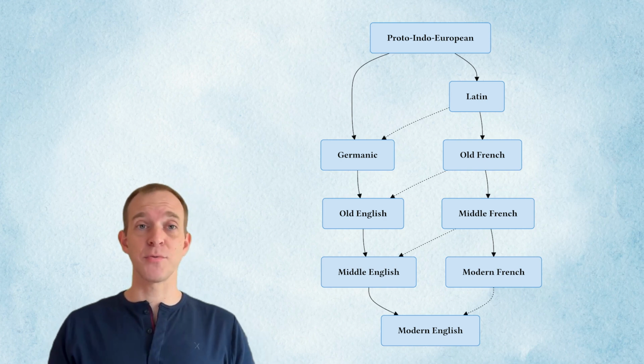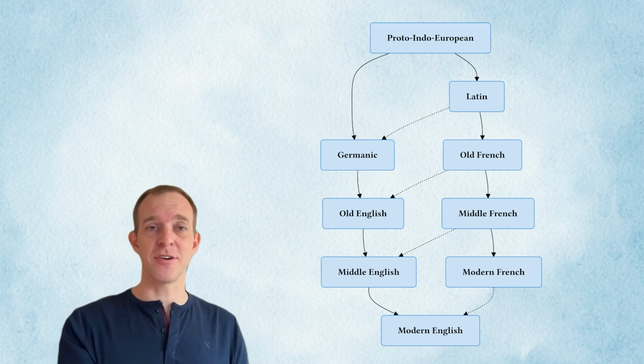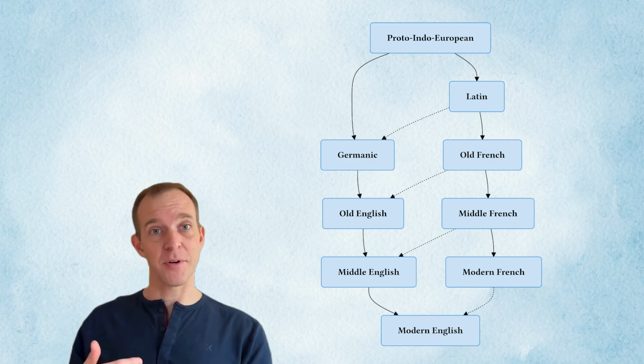And sometimes those words were borrowed very early in the history of Indo-European, and sometimes they were borrowed much more recently. So there were two historical events in particular that really inundated English with a lot of words of Romance origin. The first was the Norman invasion of England in 1066, and the second was the Renaissance.